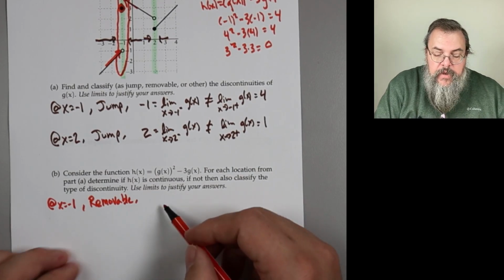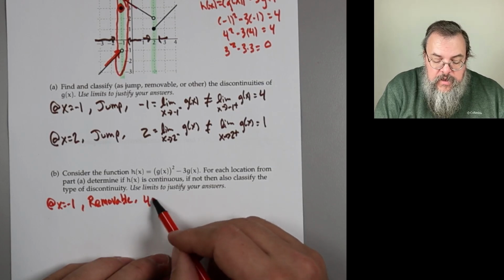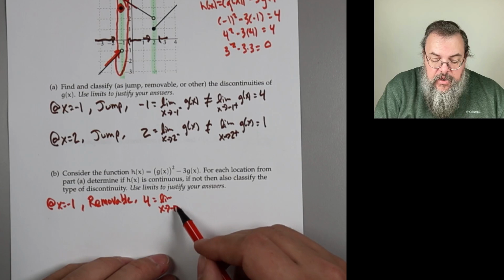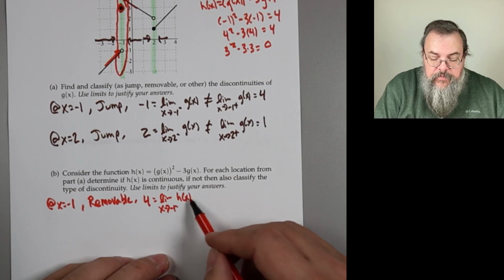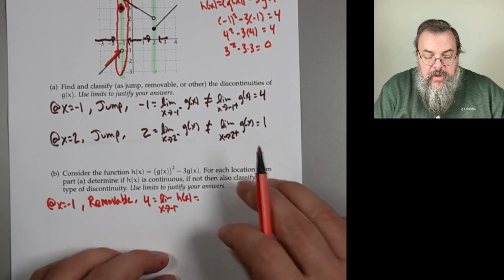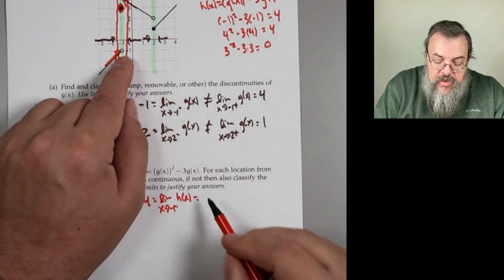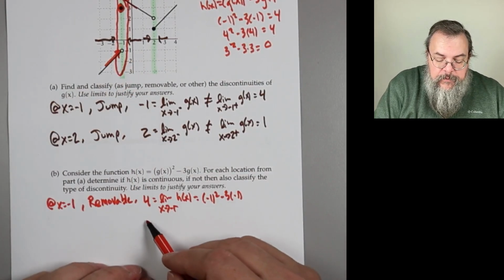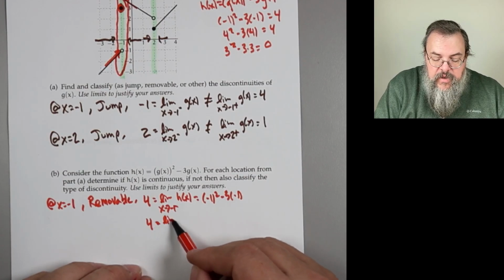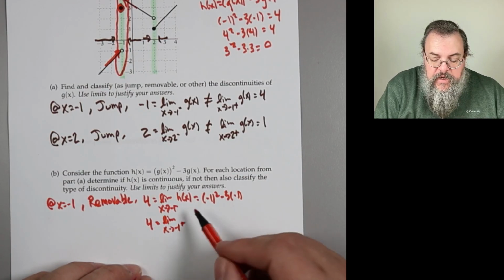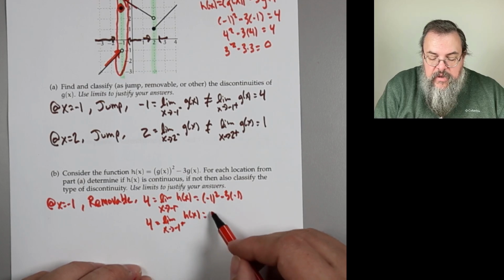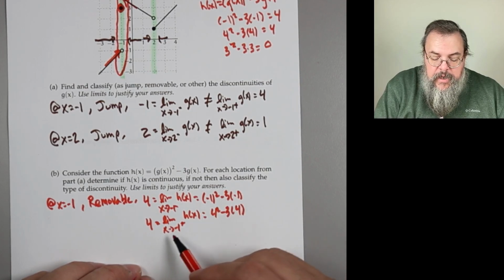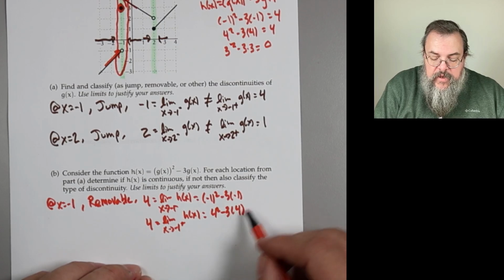Why? We have that 4 equals the limit as x approaches negative 1 from below of h of x. And we can even spell it out here. This is the same computation: negative 1 squared minus 3 times negative 1. We have that 4 equals the limit as x approaches negative 1 from above of h of x. That's 4 squared minus 3 times 4.